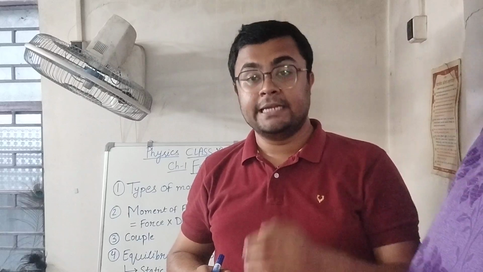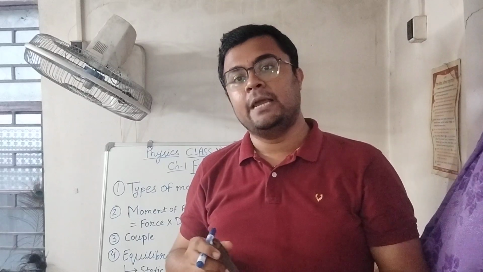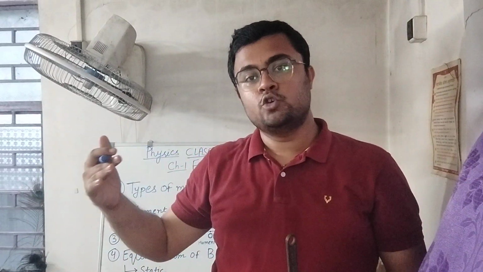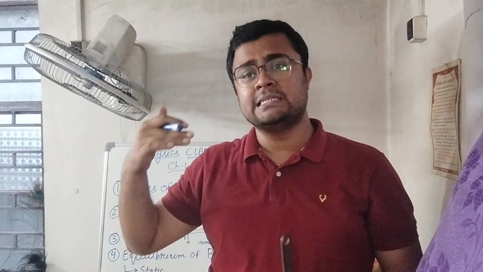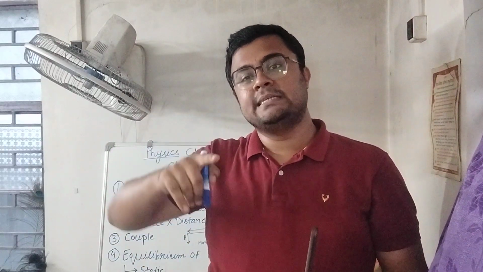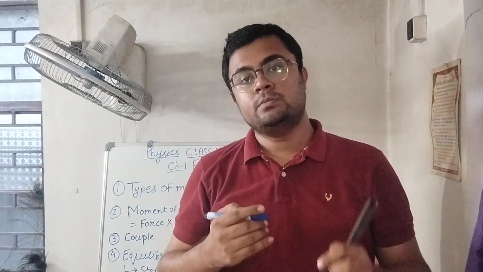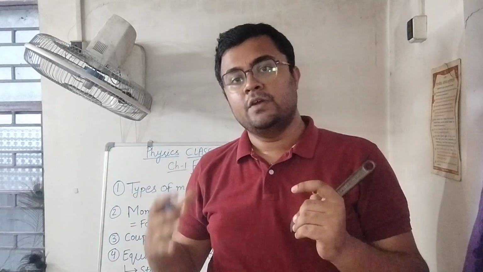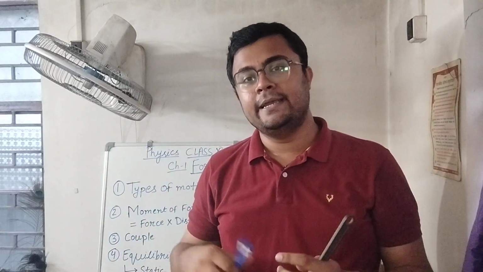Next we have the state of dynamic equilibrium. Dynamic equilibrium is something which we will be able to understand more clearly when we study uniform circular motion, or when we study centripetal and centrifugal force. But dynamic equilibrium can be seen in planetary motion, because of the centripetal and centrifugal force. When we study that in the upcoming videos, we will be able to understand it more clearly.